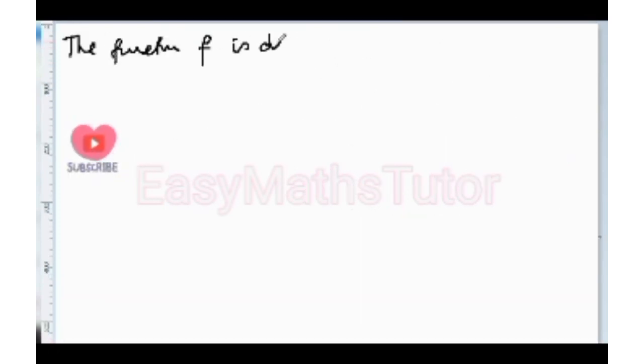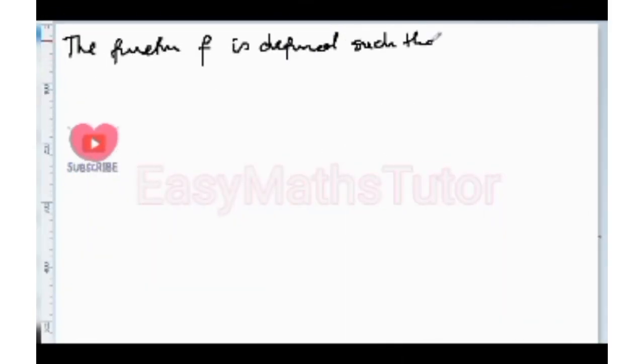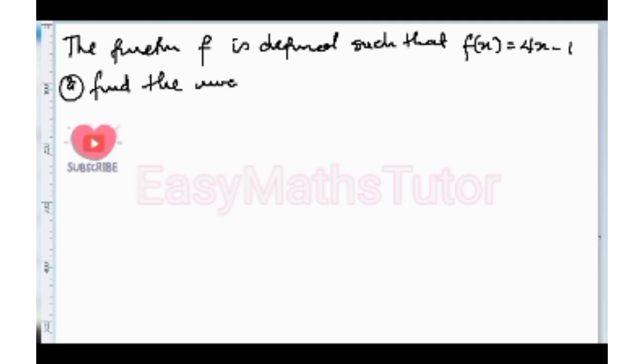Another problem for composite functions. The function f is defined such that f of x is equal to 4x minus 1. Find the inverse of the function. That is f raised to the power minus 1 of x.